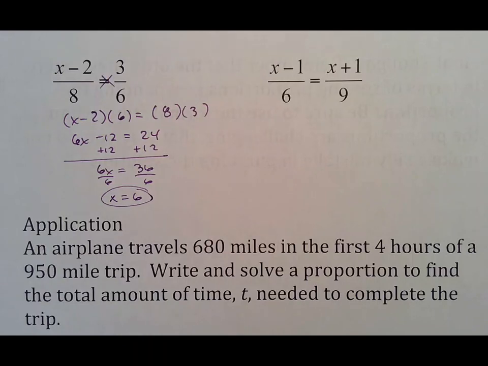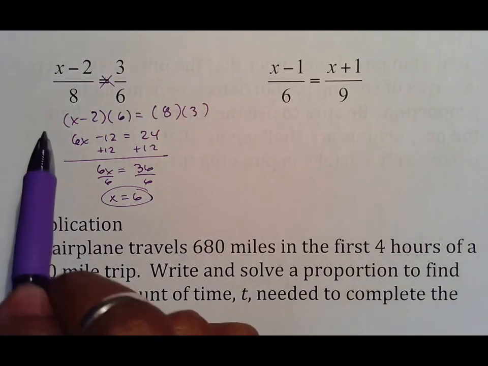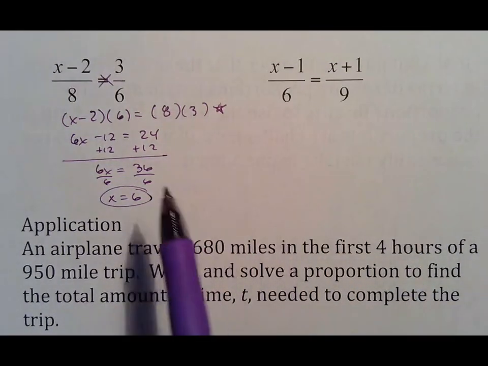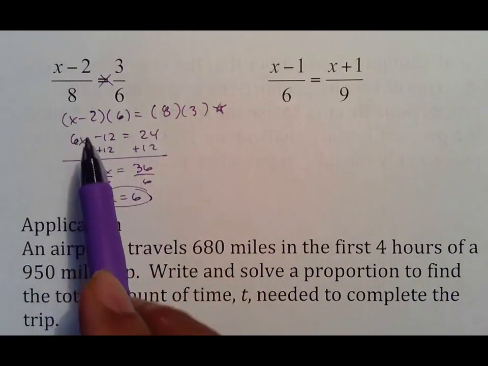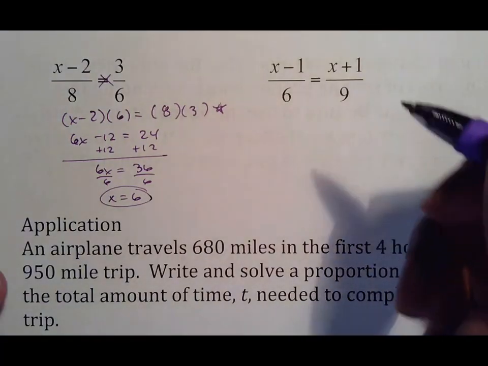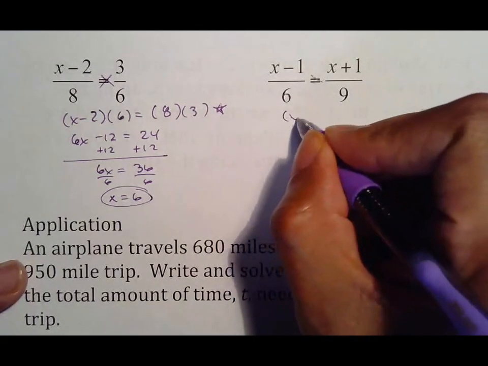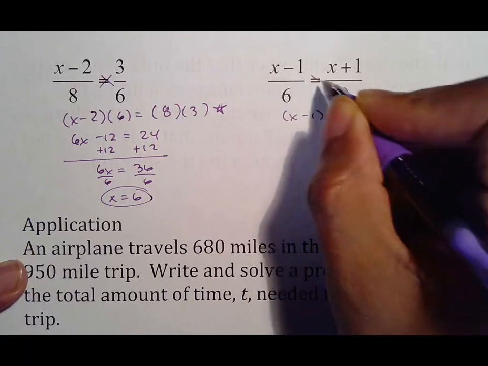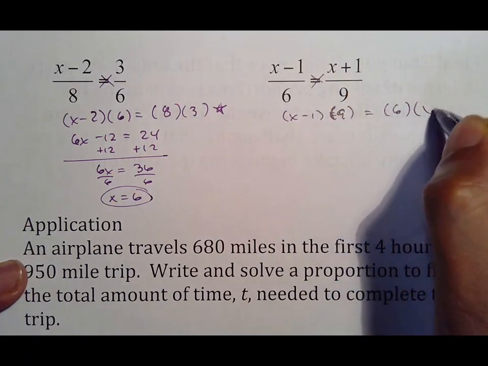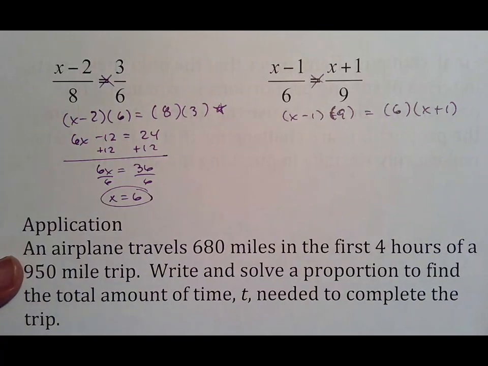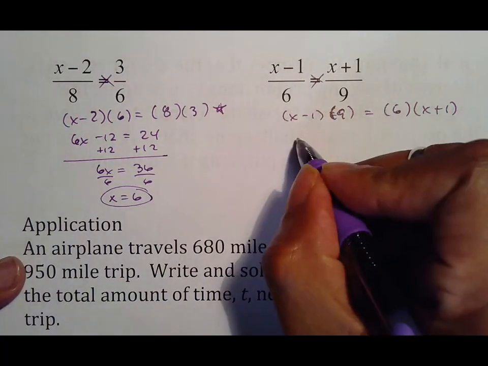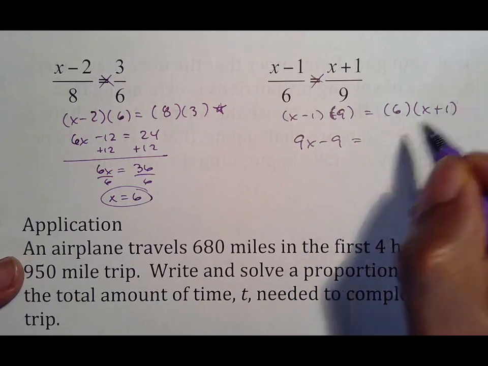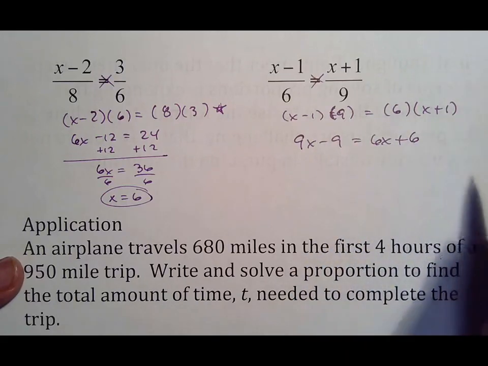So again, not bad, just something that you've got to make sure you know how to do that part. This is the only new information in your solving, because once you have it expanded, you do what you've been taught to do, and you get your answer. Here we put x minus 1 times 9 equals 6 times x plus 1. 9 times both of these things, making 9x minus 9. 6 times both of these things, making 6x plus 6.